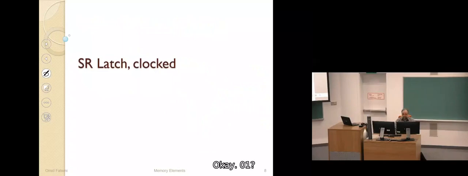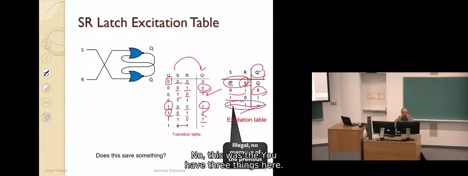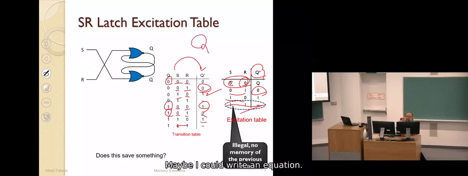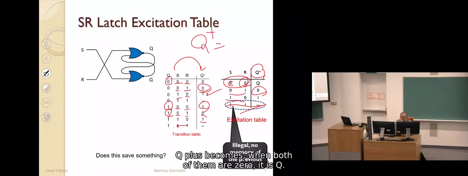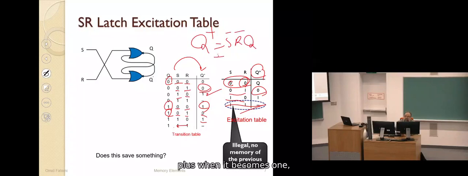Because it was just one symbol, 0 or 1. No, this was you have three things here. You have S and R and Q. Based on that, you build Q plus. Maybe I could write an equation. Q plus becomes, when both of them are 0, it is Q. So it is S bar R bar Q.